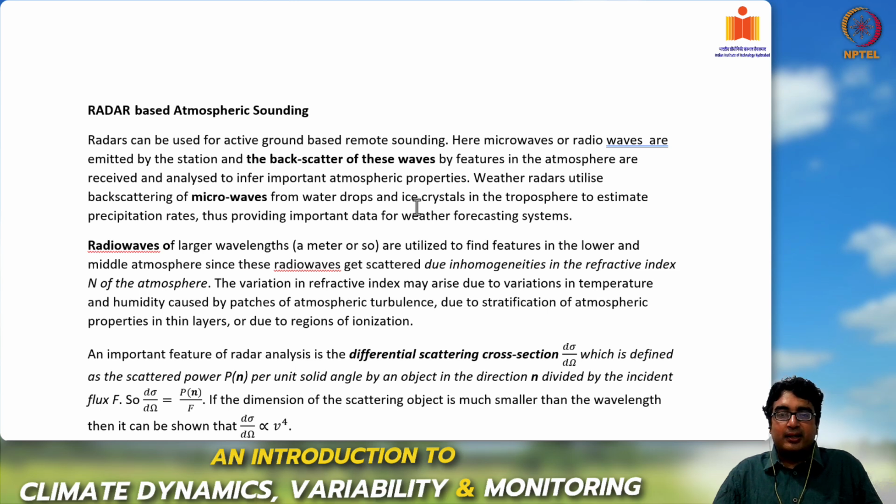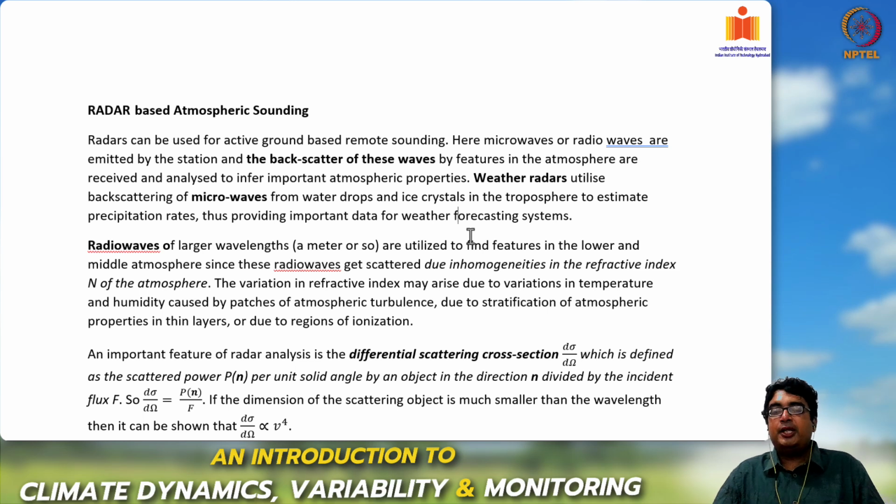Weather radars utilize backscattering of microwaves from water drops and ice crystals in the troposphere to estimate precipitation rates, thus providing important data for weather forecasting systems. Weather radars primarily work in the microwave zone. They emit microwaves, and these microwaves get scattered back by water drops or ice crystals in the troposphere, and hence radars are used to measure weather fronts, precipitation rates, etc.